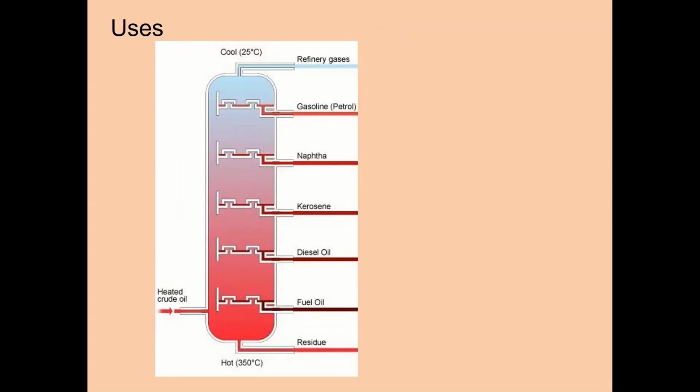Right, so let's have a look at the uses for these separate fractions. We know that at the top of the fraction, we collect short hydrocarbons with the lowest boiling points. These are the most flammable hydrocarbons. So at the very top, we've got bottled gas, and then the next fraction down is gasoline or petrol. That's the fuel for cars.